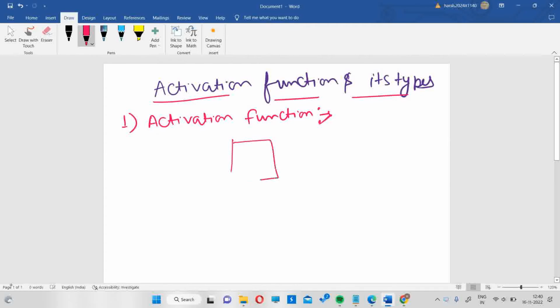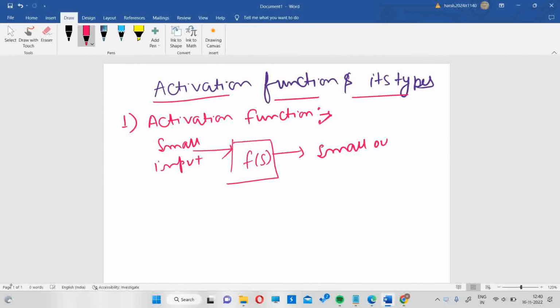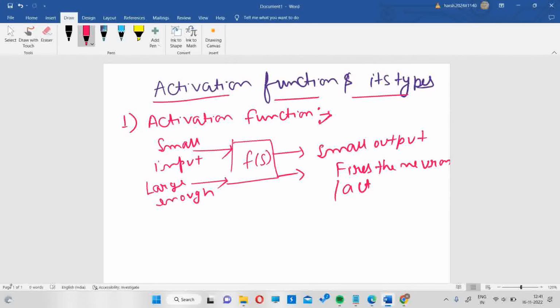Suppose that this is the activation function, F. So for a small input, it gives a small output. Okay. Now, if the input is large enough, then it fires the neuron, or you can say that it activates the neuron. Because as its name suggests, it is an activation function. Okay.